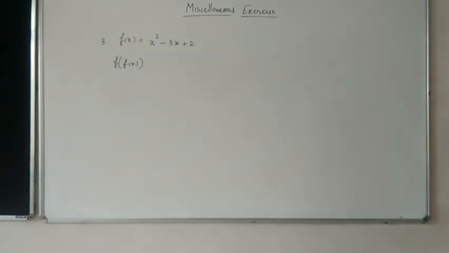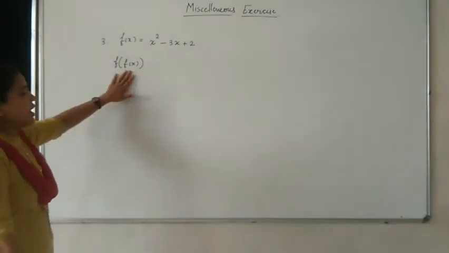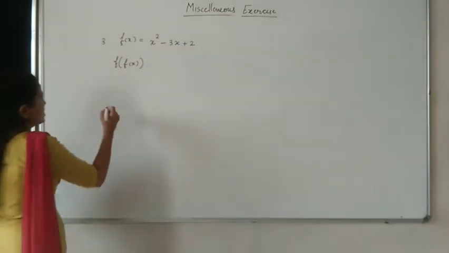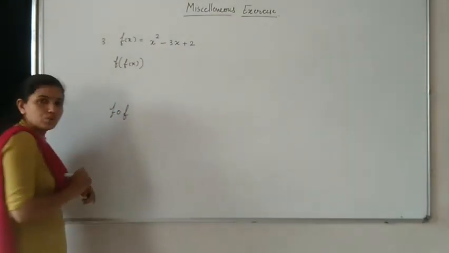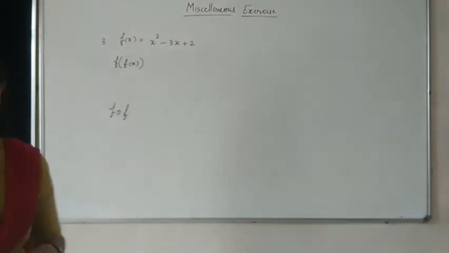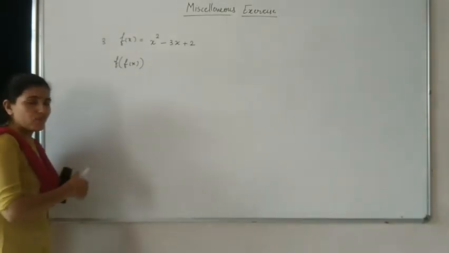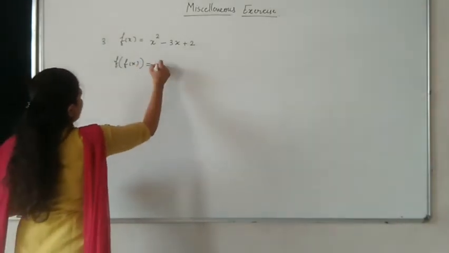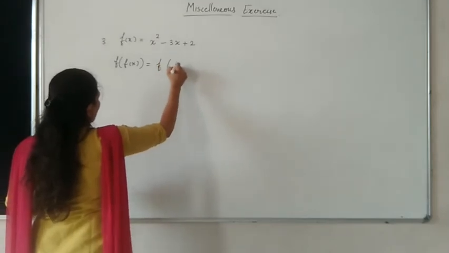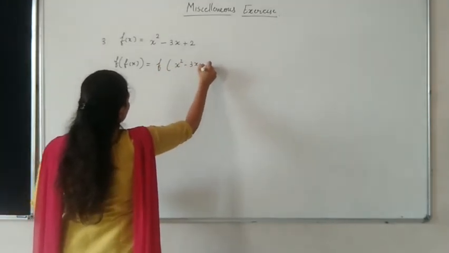Your question number 3 is: if f is a function from R to R defined by f of x is equal to x square minus 3x plus 2, then find the value of f of f of x. Here they are asking for f of f of x, that means the composition of f. They are not directly asking about the composition, but they ask to find f of f of x. So let me see what f of f of x is. Here f of x is x square minus 3x plus 2.